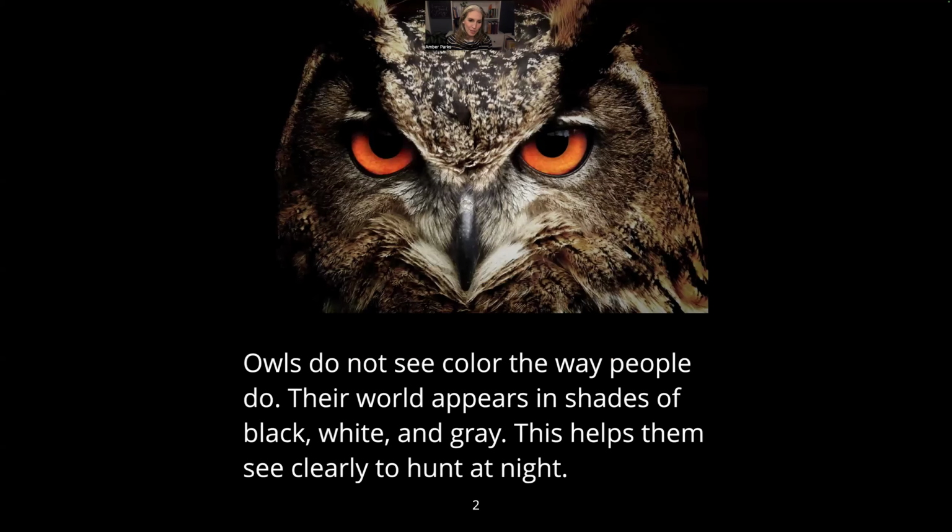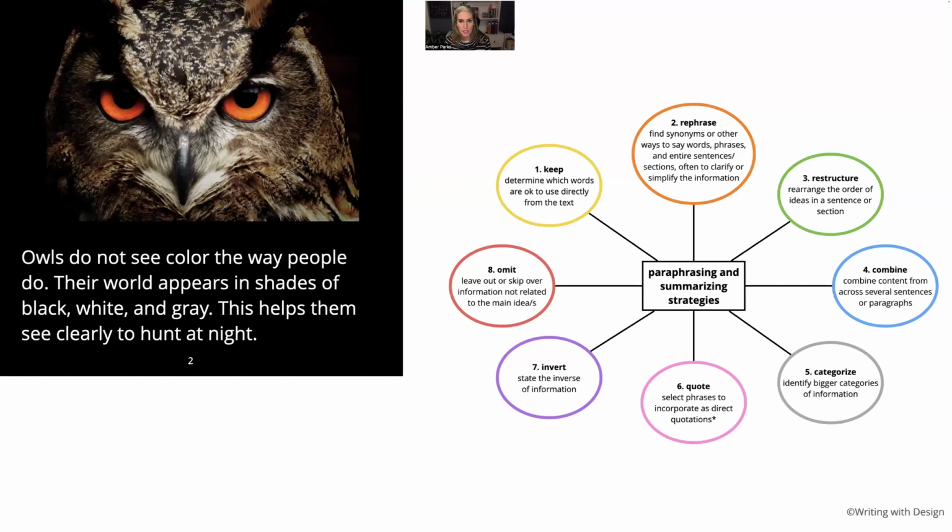So here's our first page. Owls do not see color the way people do. Their world appears in shades of black, white, and gray. This helps them see clearly to hunt at night. So we're going to start with strategy 1. What words can we keep? On this one, I'm going to highlight and show you, we can absolutely use the words owl and color and night. Those words are all nouns, which is one of our keys for that keep strategy. Usually they are nouns because there's not a lot of synonyms for nouns.